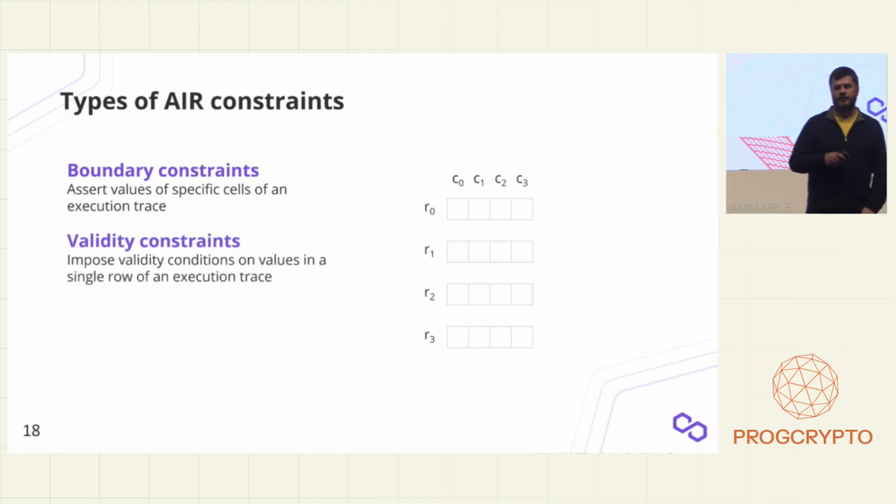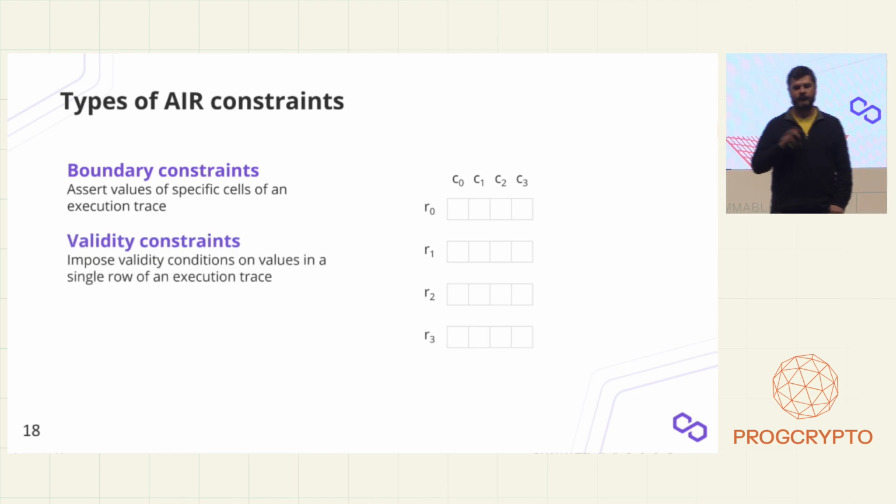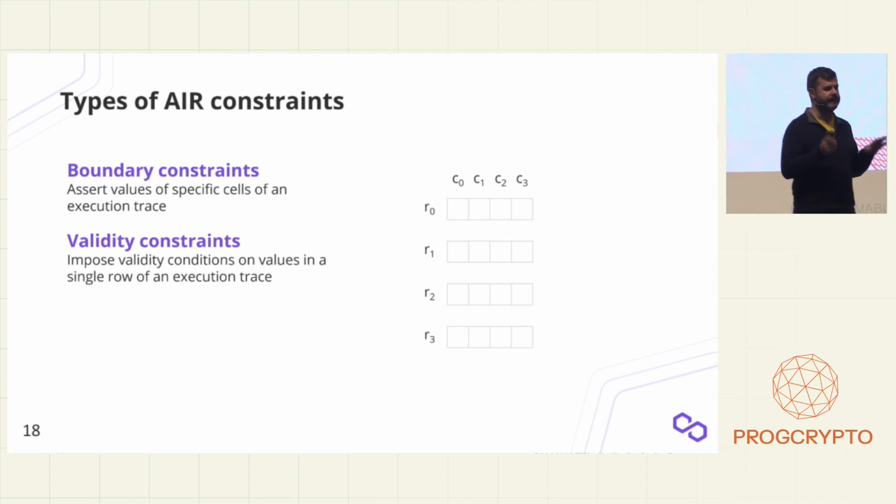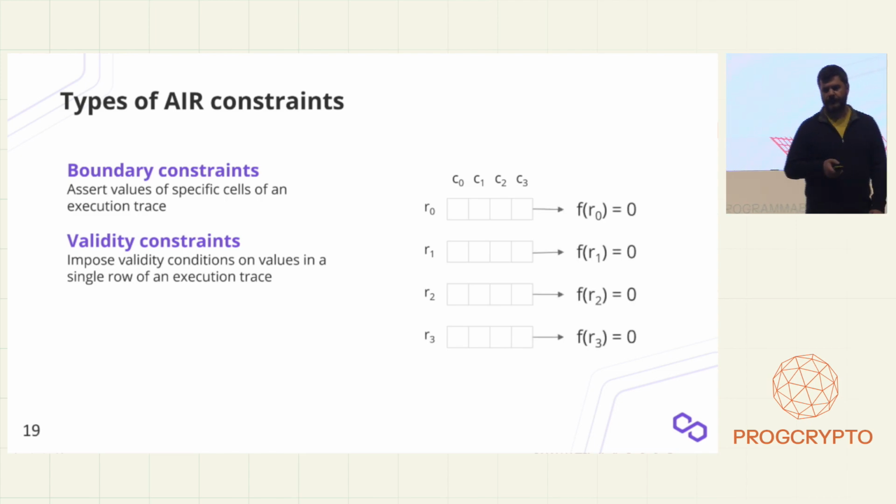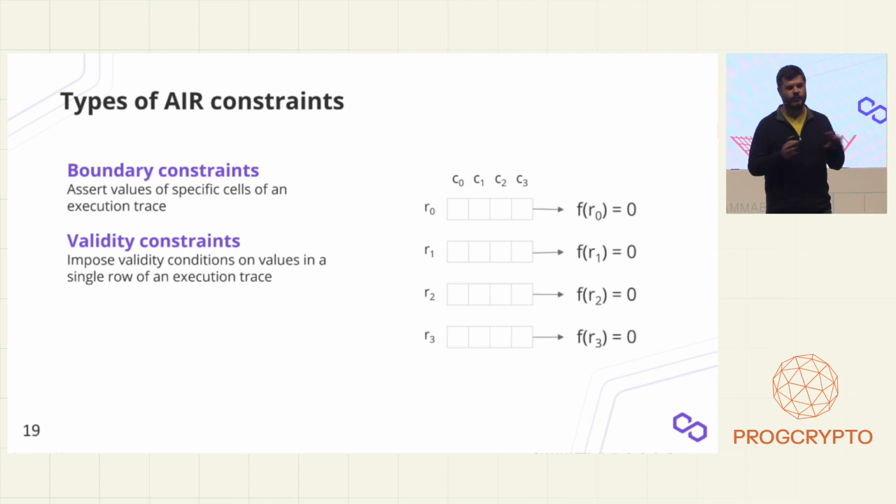The other type of constraints that we usually have is what we call validity constraints, and these impose some validity conditions on cells in a single row. So you can think of them as a function that takes one row of a trace as an input and then outputs a 0 if the constraints are valid, or non-zero if there is a violation of some constraint.